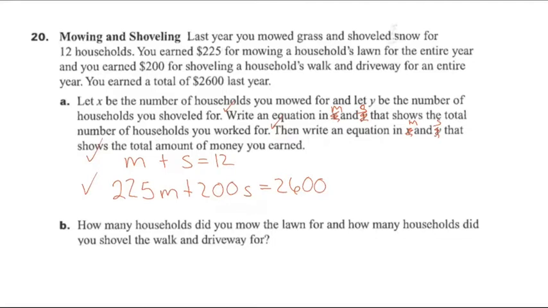Okay. So I answered this one right here, and I answered this one right there. What you're going to do is solve the top equation, M plus S equals 12, for either M or S. Once you solve that one for M or S, you're going to substitute it into the second equation. You're going to get a number, and then you're going to back substitute.